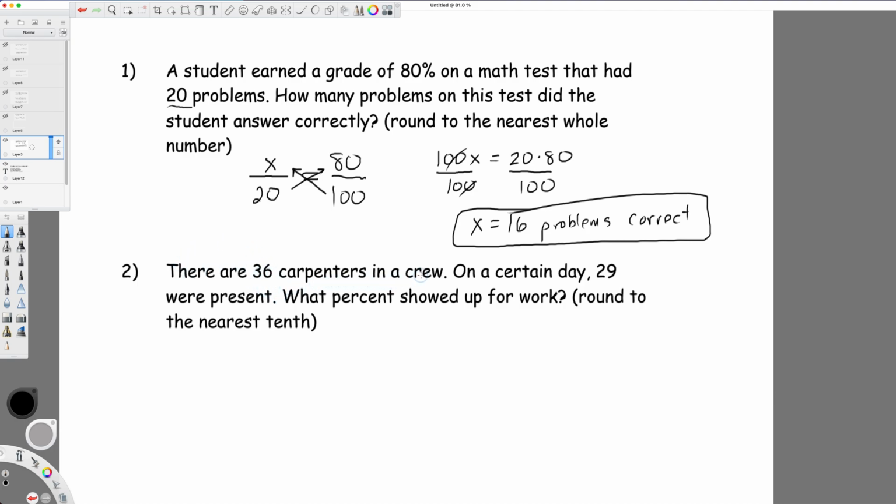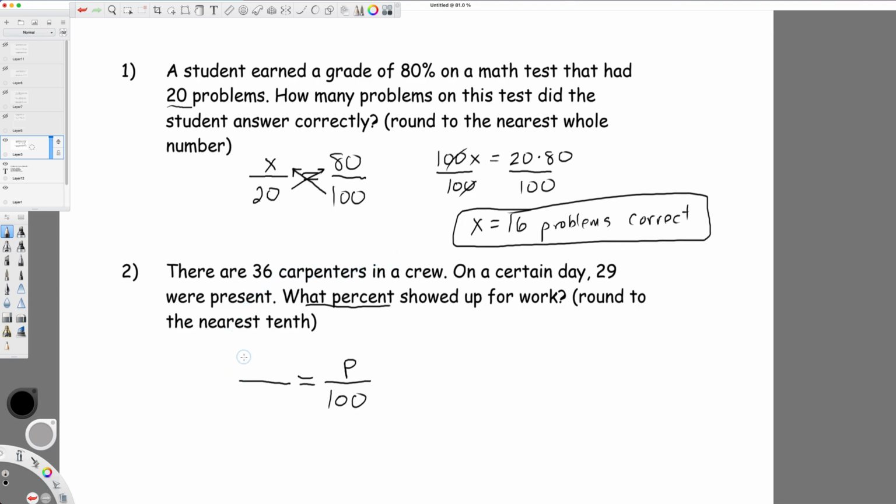There are 36 carpenters in a crew. On a certain day, 29 were present. So 29 is how many show up out of the 36 in the crew. And it asks what percent showed up for work. So I'm immediately going to start writing my proportion. I always put the percent over 100 as a starting point. So percent over 100 immediately. And then I just have to figure out which way these numbers go over here. The percent is what I'm asked for. What percent? I don't know what that is, so I'm going to call it P.